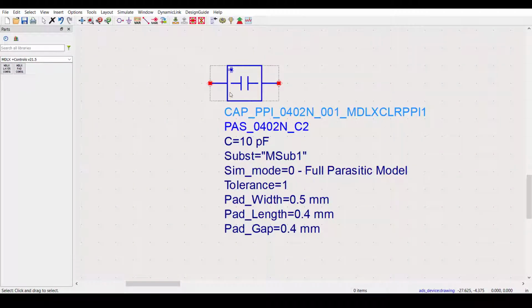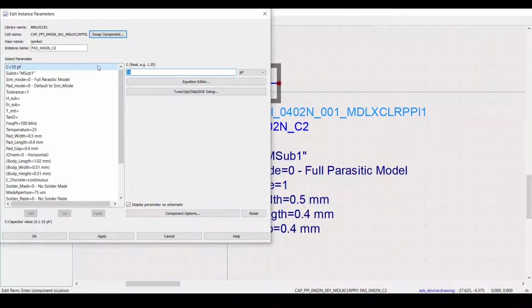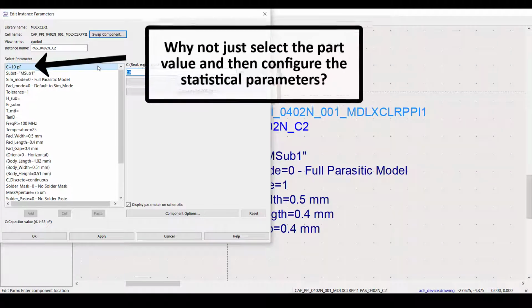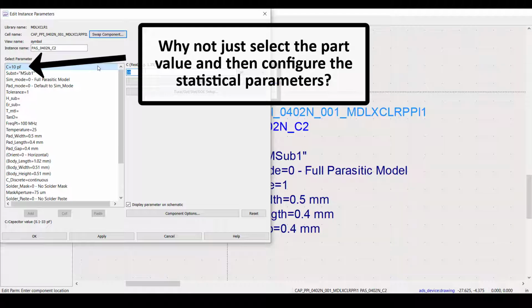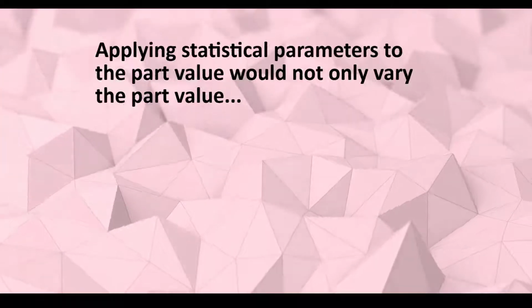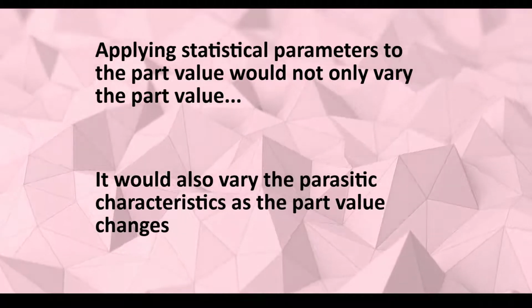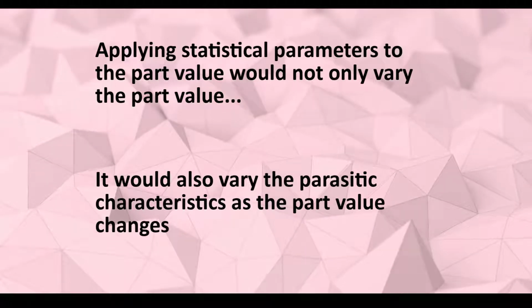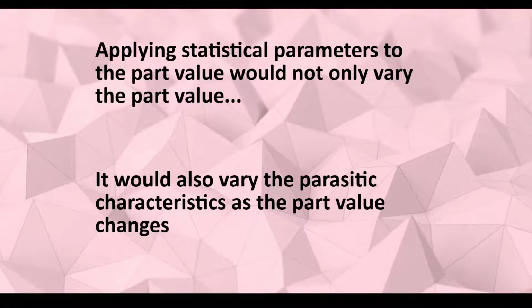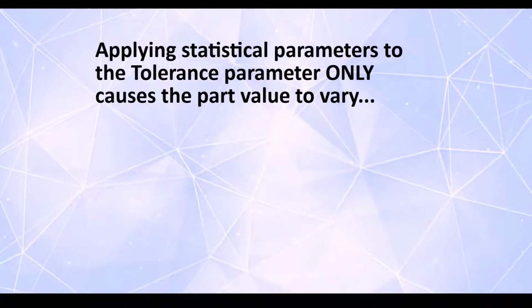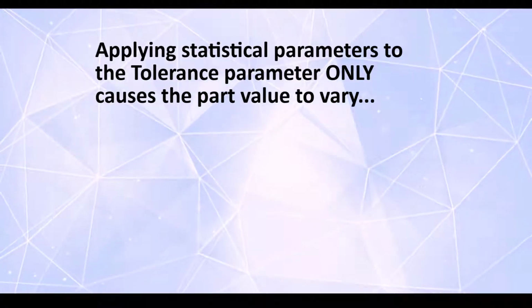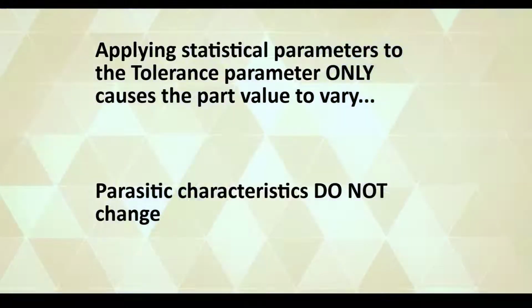Now you may be wondering why we even need to use the tolerance parameter in the first place. After all, we could just select the part value of the model and then configure the statistical value parameters the same way we just did. However, this approach would not only vary the model's part value, it would also vary the model's parasitic characteristics as the part value changes. So this analysis may not be completely accurate because component parasitics are varying along with the part value. In contrast, varying the tolerance parameter only causes the part value to vary. The parasitic characteristics do not change.